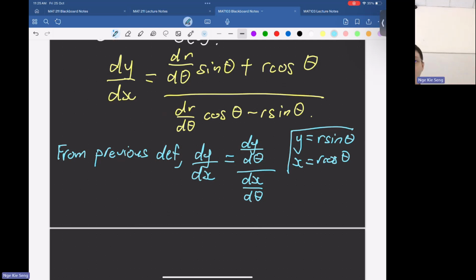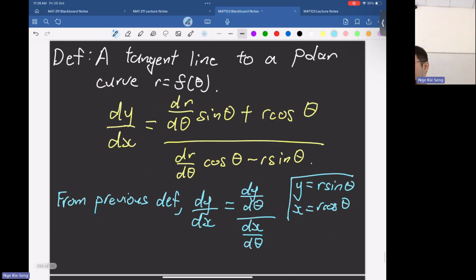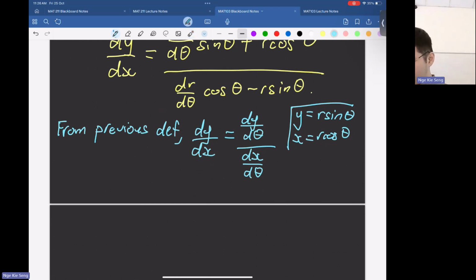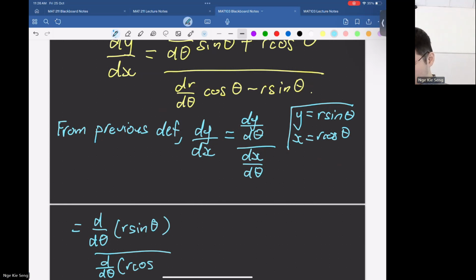We know that r is also in terms of theta, based on my polar curve here. We know how r responds to theta. Meaning my y and x are everything in theta now, because r is also a function of theta. Good. So how do we differentiate in this case? Let me write it down first. Differentiate r sine theta with respect to theta, and differentiate r cos theta with respect to theta.